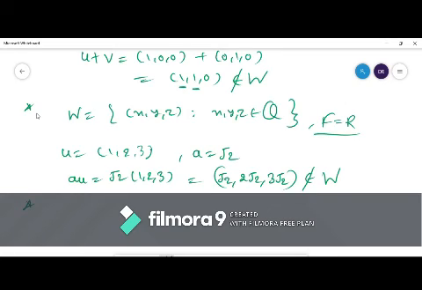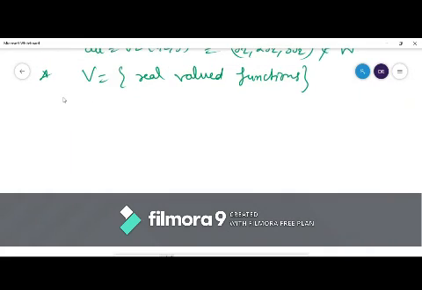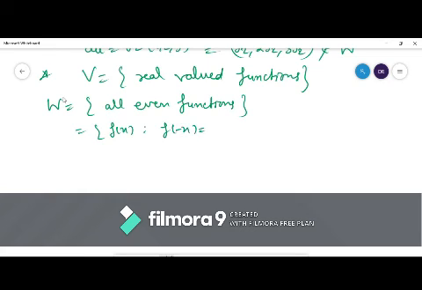Next example is: let V be the set of all real valued functions and W is the set of all even functions, that is, W is the collection of functions where f of minus x is equal to f of x. So check whether this is a subspace or not.